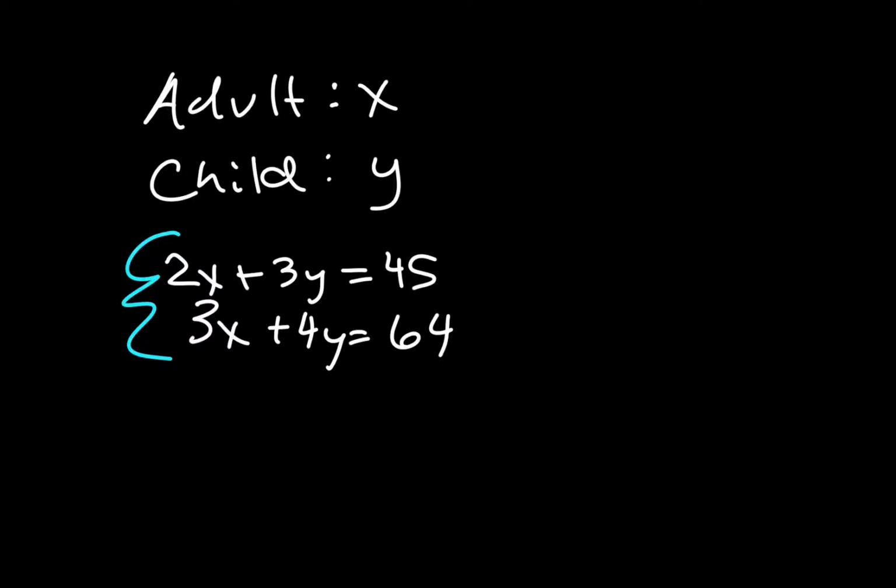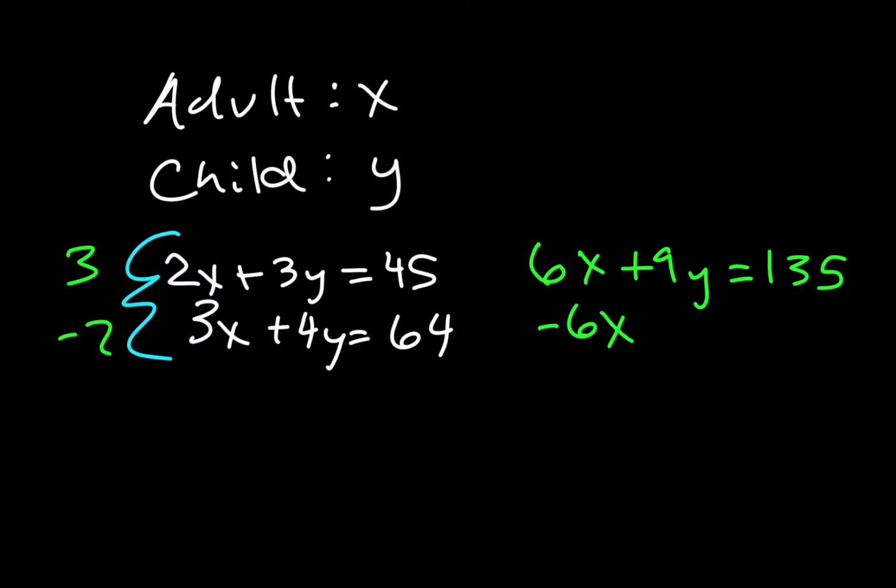And so what I'm going to do is I'm going to times this one by 3, this one by -2, because that's going to make my x's both become 6, and they will have an opposite sign, which will make them cancel. So if I multiply everything by 3 on the top, I get 6x plus 9y equals 135. If I multiply the bottom, I get -6x, -8y, and -128.